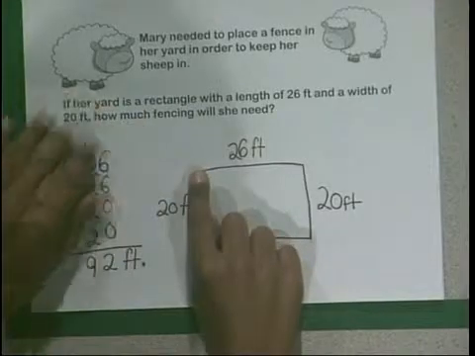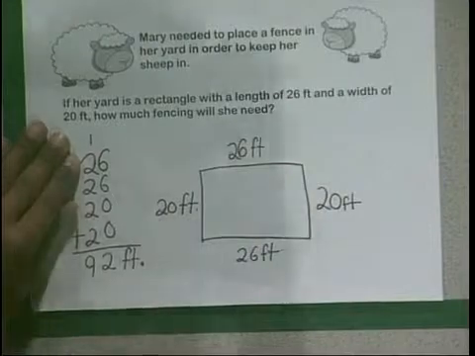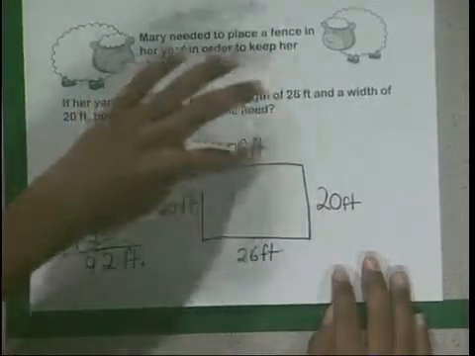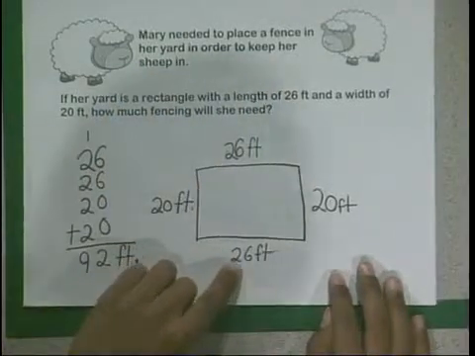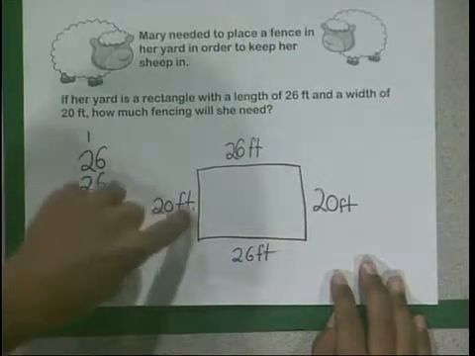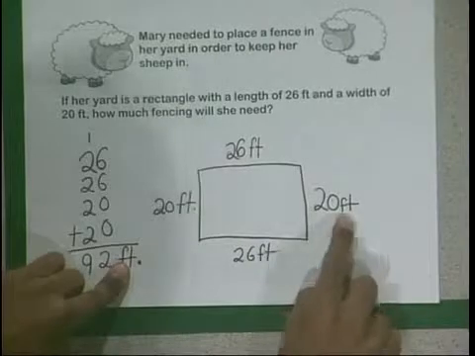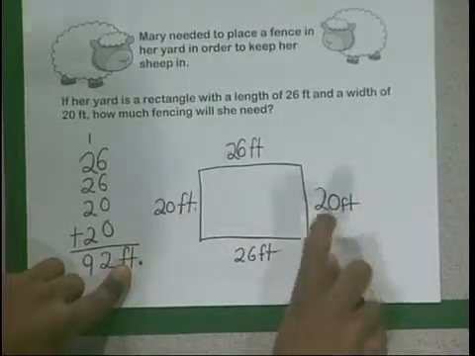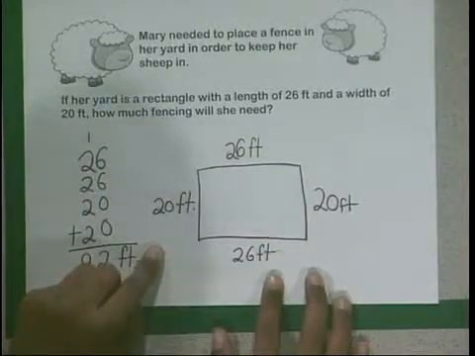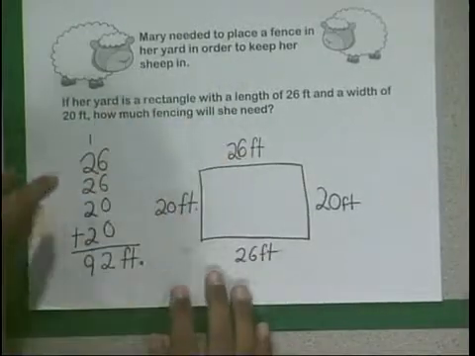So first, I would draw a rectangle to represent her yard. Then I would draw 26 feet at one side and 26 feet on the opposite side. Then I would draw 20 feet at another side, and then 20 at the opposite side to represent the fencing. Since we're talking about perimeter, I have to add all the numbers.